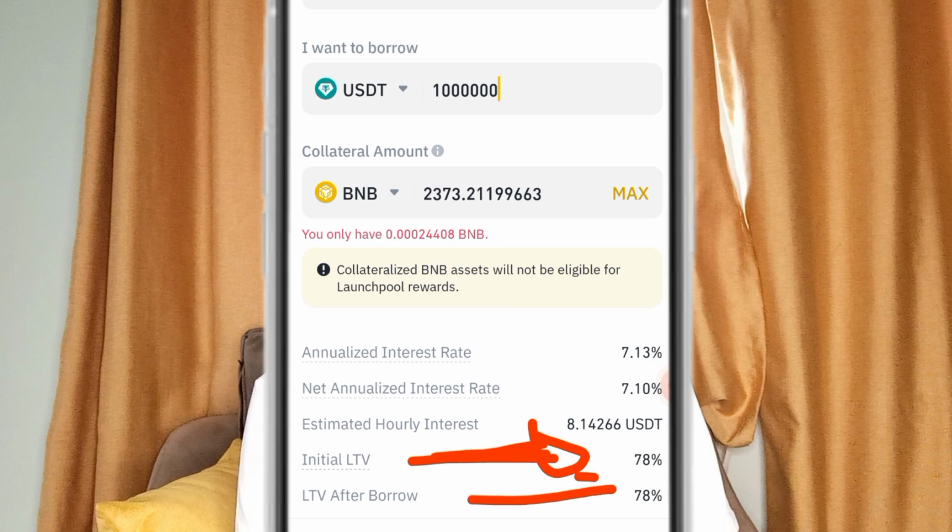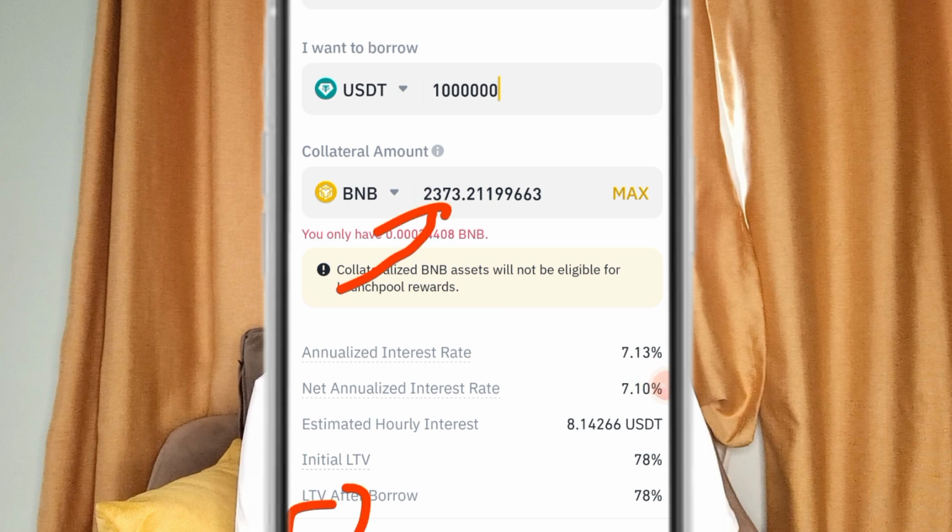To get it, you have to agree with the terms, and you need to have this amount of collateral that you are putting in. I don't have that, so I'm not going to really borrow. But you can agree with the terms and click on borrow.